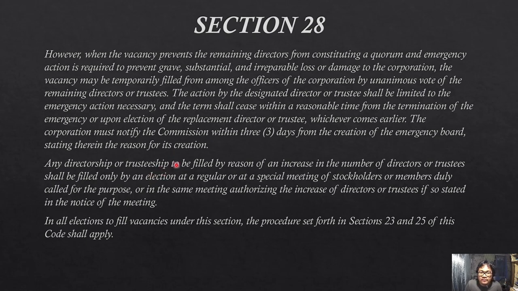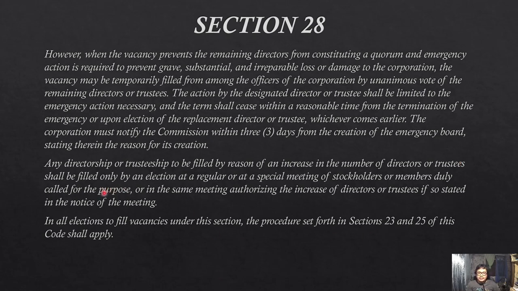Any director or trusteeship to be filled by reason of an increase in the number of directors or trustees, yan. Amendment yan sa, pag nagkaroon ng amendment sa Articles of Incorporation, tinaasan nila yung number of directors, like from 10 to 15, or sa trustees, from 15 to 20.